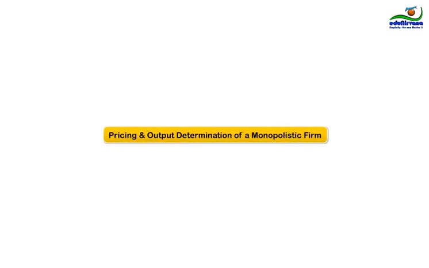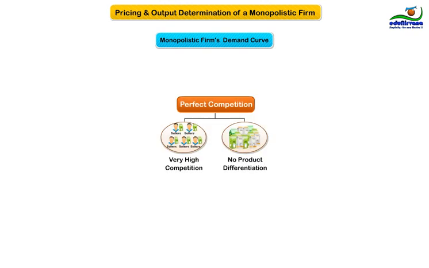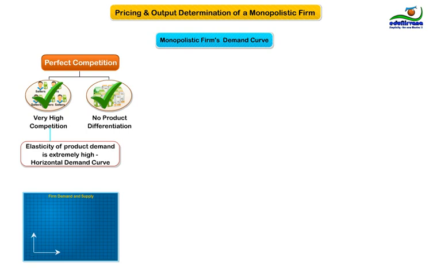Now, let's see the pricing and output determination in this kind of market dynamics. Let's first start from the monopolistic firm's demand curve. As you know, the perfectly competitive firm has many rivals, all producing similar goods, and so there are an endless number of substitutes for the good it produces. The elasticity of demand for its product is extremely high. So high, in fact, that the demand curve it faces is horizontal.